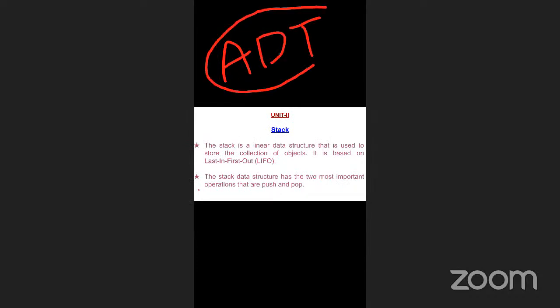Here is the second unit, the stack. What is the stack? Here there are abstract data types, ADT. In abstract data types, we discuss stacks, queues, and linked lists. We discuss them under this one abstract data type. What is the meaning of abstract? I will give you in the next slide.